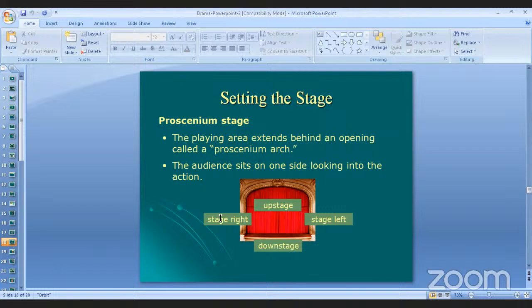So moving on to the next unit, that is Renaissance to Restoration.